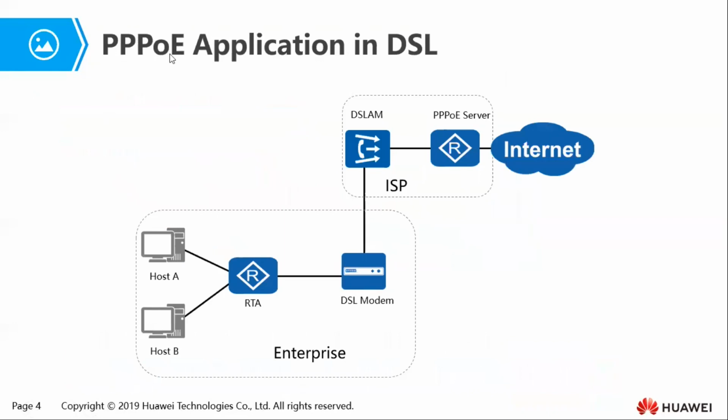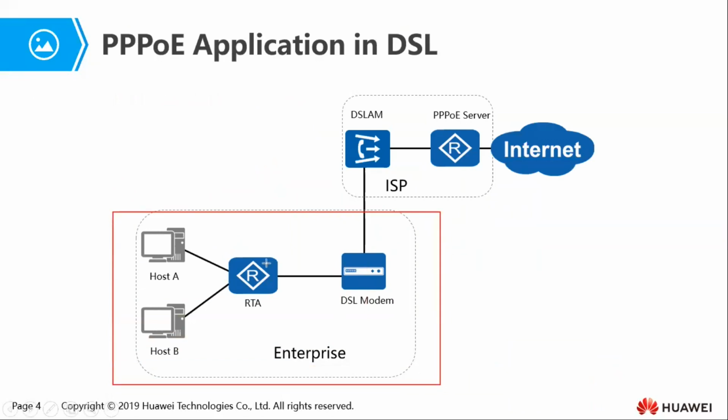So here we have most of the things that I've already told you about. So you have your enterprise, and in your enterprise you have your enterprise edge, which is your router. Now your router will connect to a DSL modem. A modem is used for modulation and demodulation of signals. That is, changing signals from one format to another.